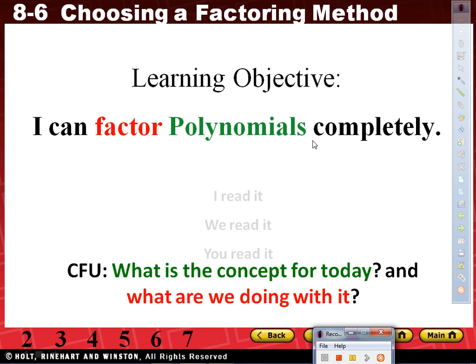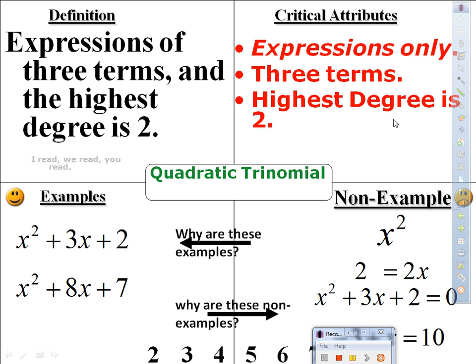Now, we've been looking at polynomials, but we've been focusing on quadratic trinomials. Is that correct? Okay. But I wrote polynomials because we're not going to have just quadratic trinomials. However, we're still going to focus on quadratic trinomials. I just want to make sure that you remember that a quadratic trinomial has a highest degree of what? 2. Nothing higher.